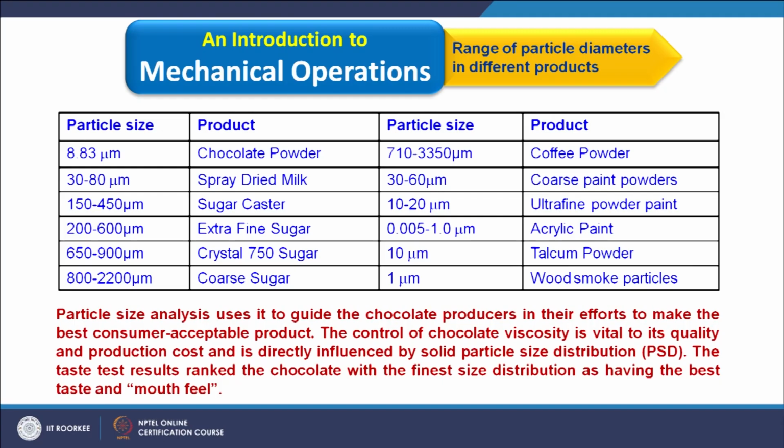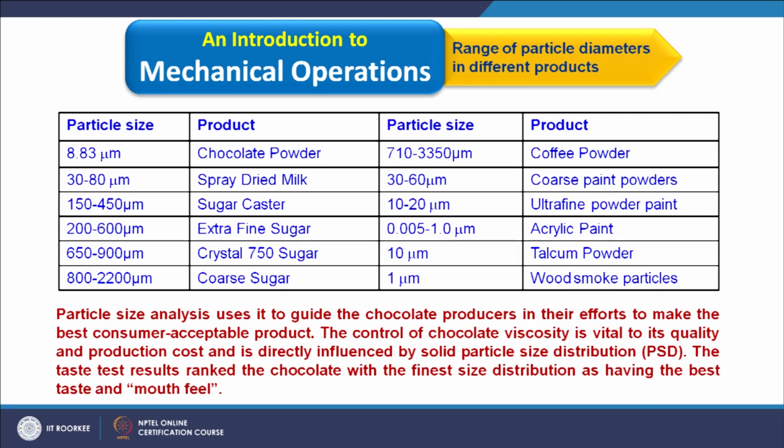In this slide, I am showing the range of particle diameter in different products. Now, if I consider the chocolate powder, it has a desirable size like 8.83 micrometer. What is the use of this particular size? Particle size analysis is used to guide the chocolate producers in their effort to make the best consumer acceptable product. Now, what happens when I consider the particle size of a chocolate? It gives a special kind of feeling that we call the mouth feel, which comes with this size particle.